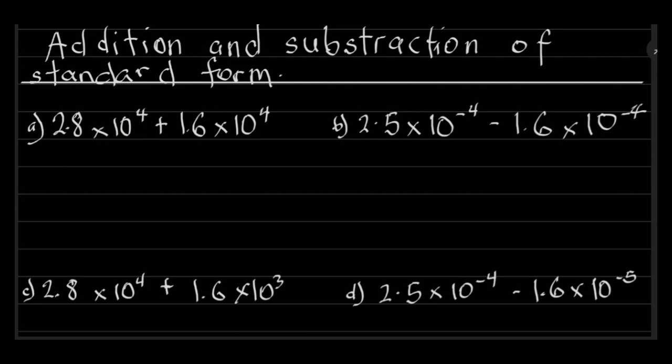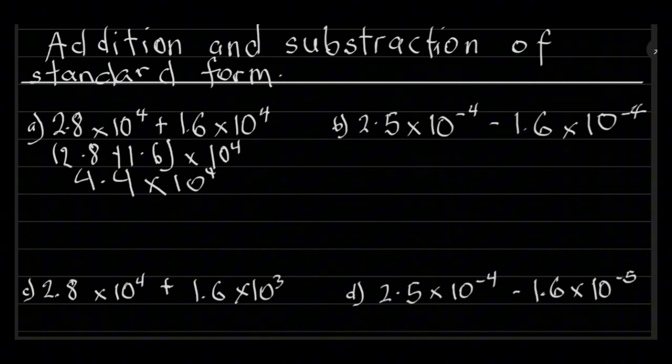Since they are multiplying, we could just factor 10 raised to the power 4 out. So we'll have 2.8 plus 1.6, then we factor times 10 raised to the power 4 out, just like factorization. When we sum this up, this is going to give us 4.4 times 10 raised to the power 4. It is that easy.